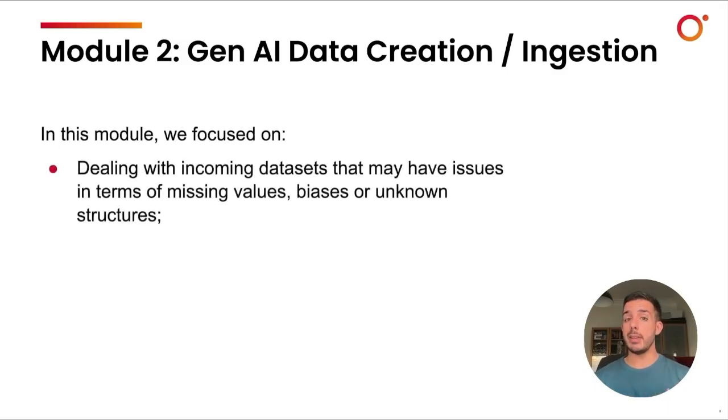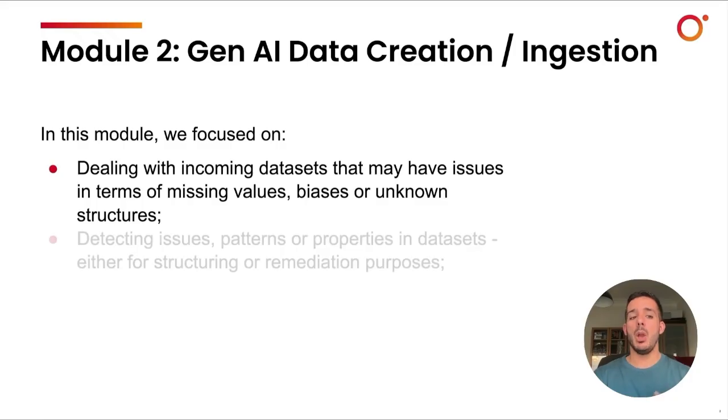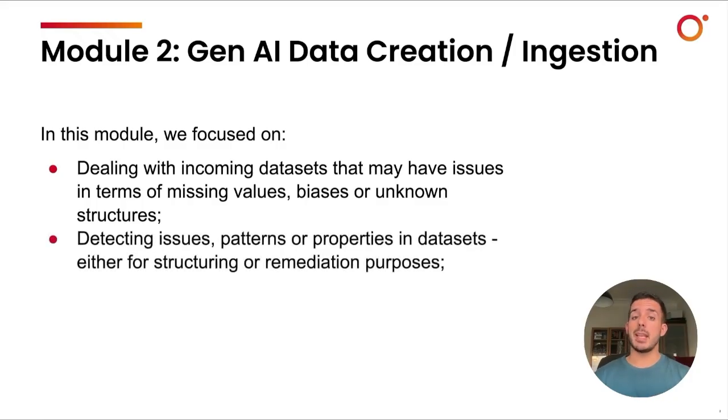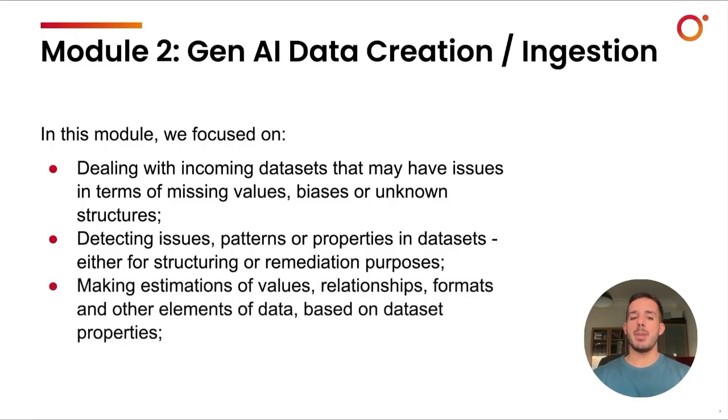Well, we focused on dealing with incoming datasets that may have issues in terms of missing values, biases, or unknown structures. For example, we are acquiring or creating the data, but we don't know something about it, or something about it is known and is wrong. Or, for example, detecting issues, detecting patterns, or just detecting properties in datasets, either for the purpose of structuring them or remediating data quality issues, or making an estimation of a value, a relationship among variables, a format, or other elements of data based on the dataset properties.